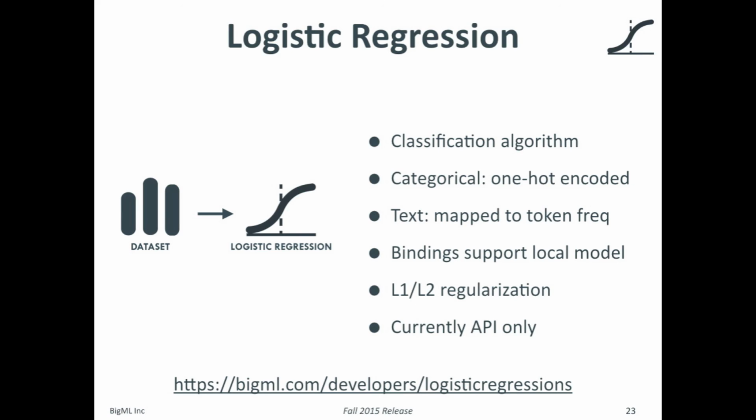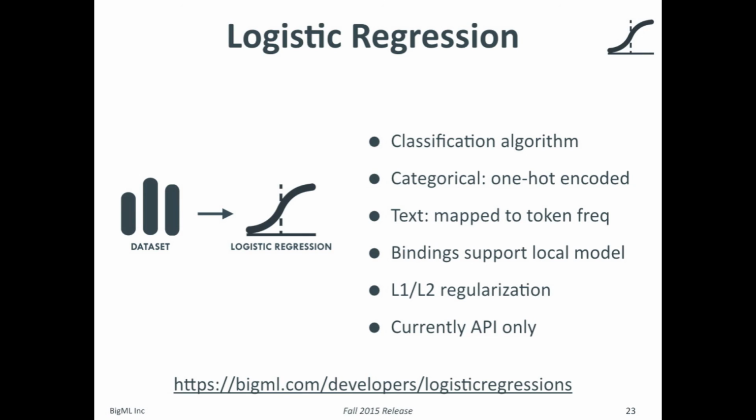So it does all that for you. You can just run the logistic regression against your data set and get the results. Even better, the bindings, for example Python, support local predictions. So just like our models and ensembles and everything else, you can extract this logistic regression into your local environment and now use it to make predictions without having to pay the latency penalty.